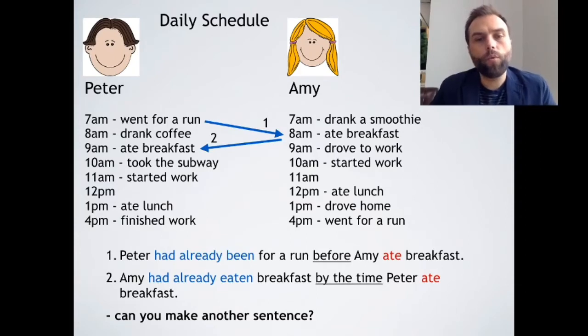Number 1, Peter had already been for a run before Amy ate breakfast. Have a look at the schedule. 7 a.m. Peter went for a run. 8 a.m. Amy had breakfast. So that's right. Peter had already been for a run before Amy ate breakfast. Number 2. Amy had already eaten breakfast by the time Peter ate breakfast. You can see number 2 with the arrow, and you can see that one action happened before the other.